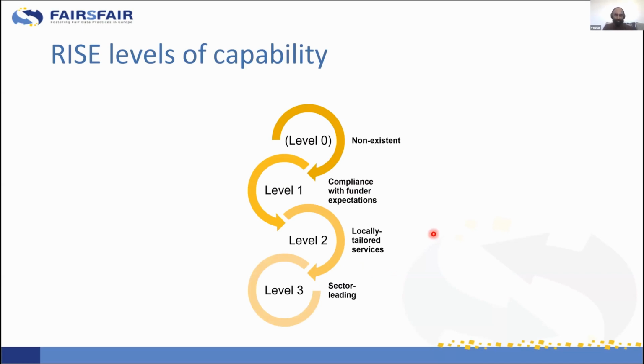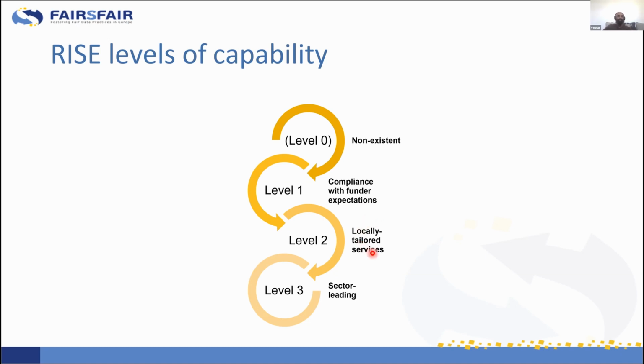So for each of those different headings, there are 10 main headings, but many of those have subheadings as well. For every one of those, this RISE framework allows you to give them a rating, basically. And the rating is either level 1, 2, or 3. Level 1 is compliance with funder expectations. That's basically like a baseline, just getting things over the line, minimal effort. Level 2 is locally tailored services.